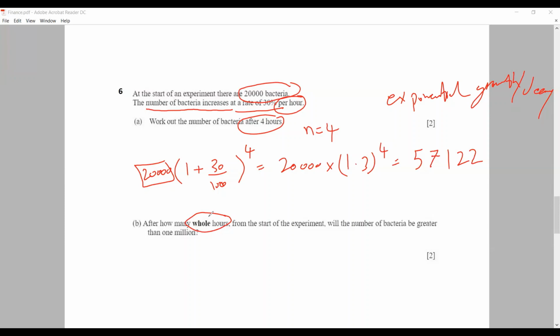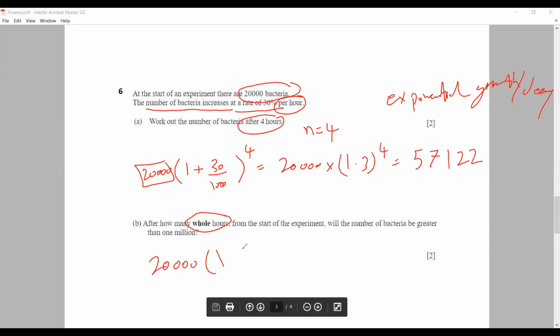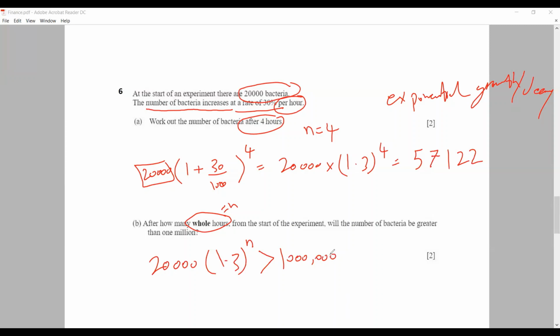Okay, after how many whole hours from the start of the experiment will the number of bacteria be greater than 1 million? So basically, the idea is this is 20,000 times 1.3 raised to the power of n, which n is unknown, is greater than or equal to 1 million. So basically we can use logarithm to solve this, but you don't learn logarithm in math. However, you will learn it in add math.